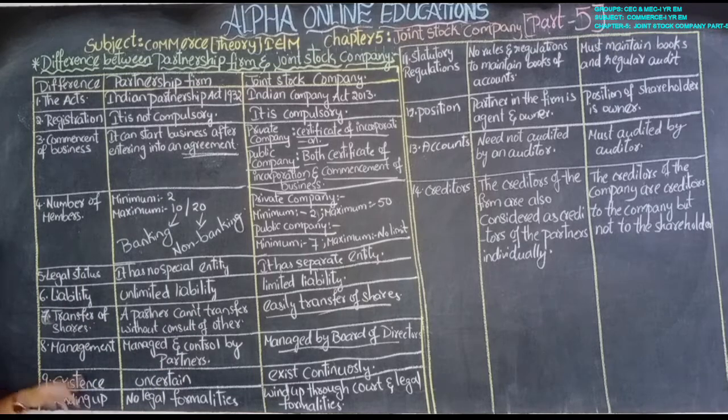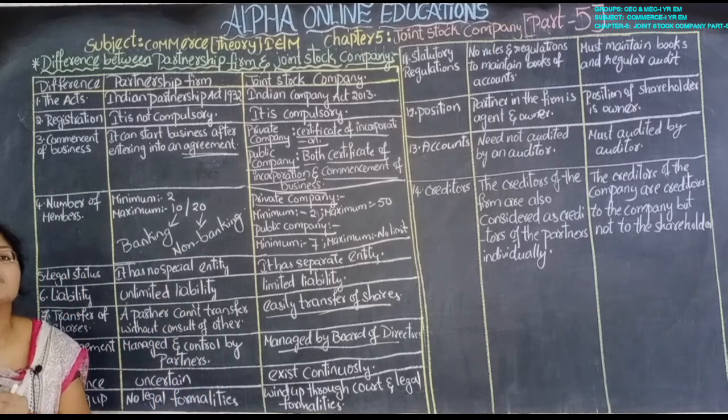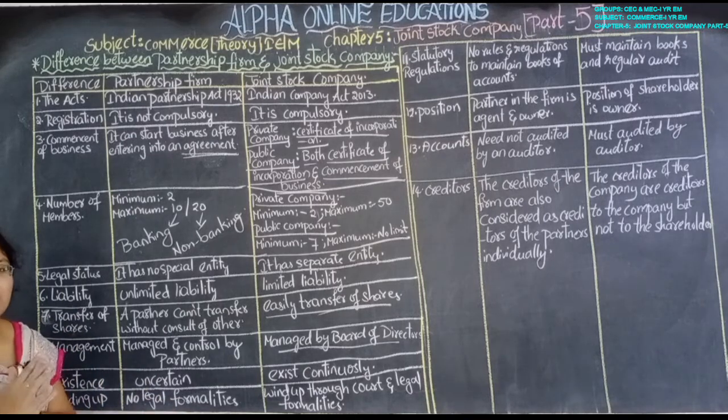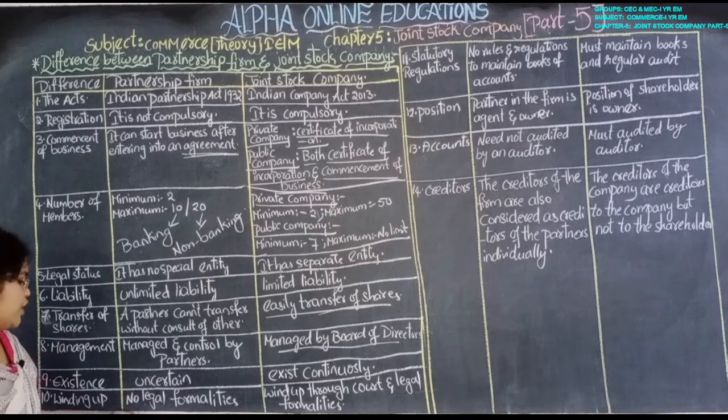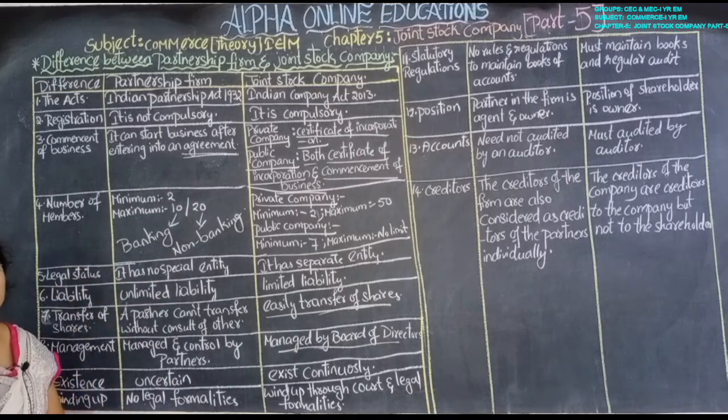Next, winding up. No legal formalities. If the partners mutually agree to wind up, they can easily wind up. Wind up means closing the company. If they mutually agree to close the company, at that time there is no need to go for legal formalities, no need to go to court, or to the registrar, or anywhere.